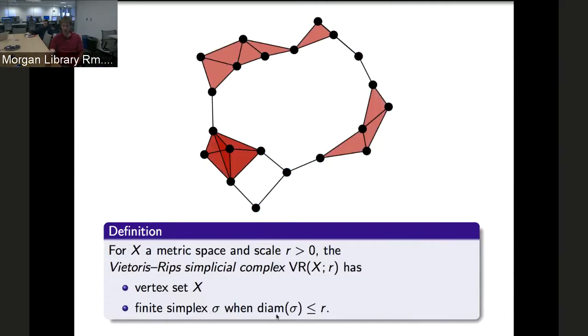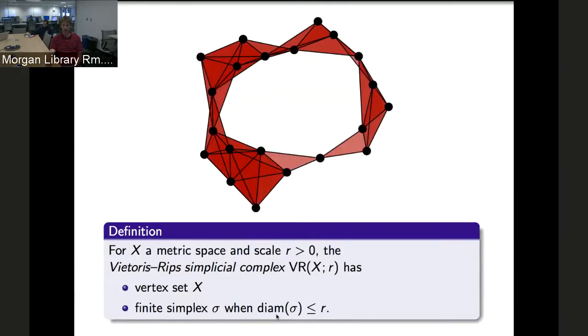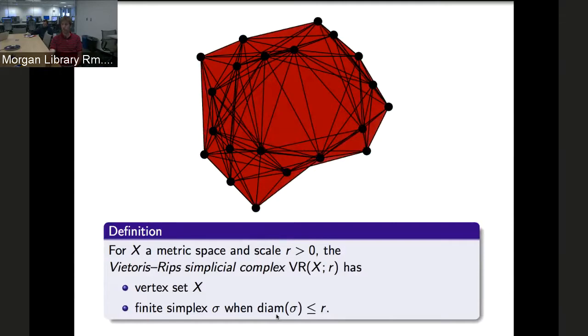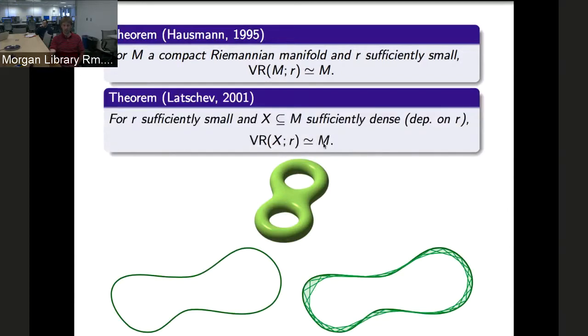And so we can increase the scale parameter R, and you can see how we get models of our space at different resolutions. Okay. So I want to give you some theoretical guarantees of why this Vietoris-Rips complex might be a useful tool when you're trying to reconstruct a space from a finite sample. So the first theorem that I'll say, Hausmann's theorem, won't seem very applied, but then I'll describe Latschev's theorem, which will be much more applied.